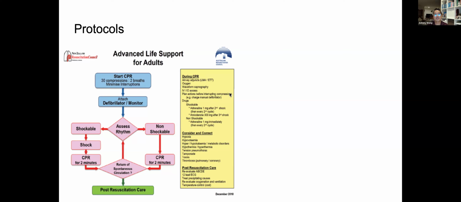But you can see from here the only additions with ALS is drugs, such as adrenaline, and use of an airway and waveform capnography, and access to be able to administer the drugs. The important thing to consider and correct is the reversible causes, the things that we can treat, things we can deal with. And we commonly call them the 4 H's and 4 T's.